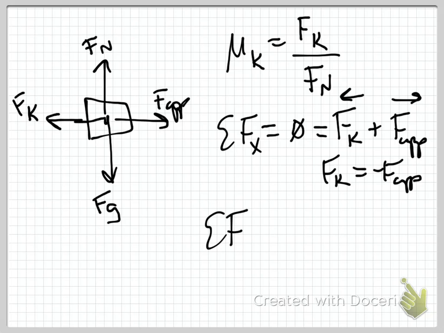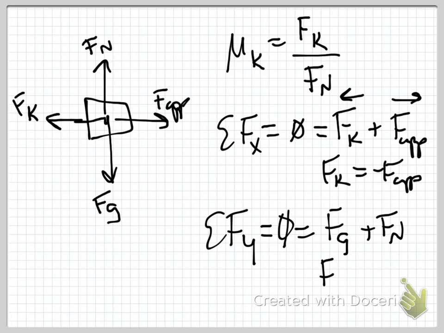And same thing on the y, it's not rising spontaneously or sinking, so we have Fg and Fn, and they have to be equal and opposite. Okay, so that's pretty easy. This is if you had the 0 angle.